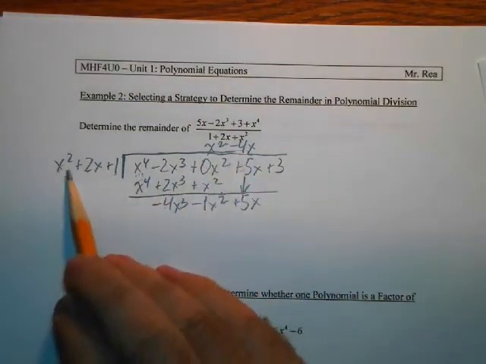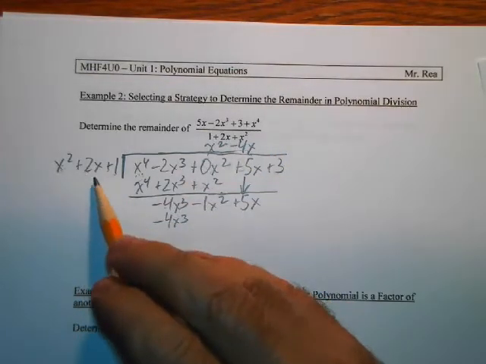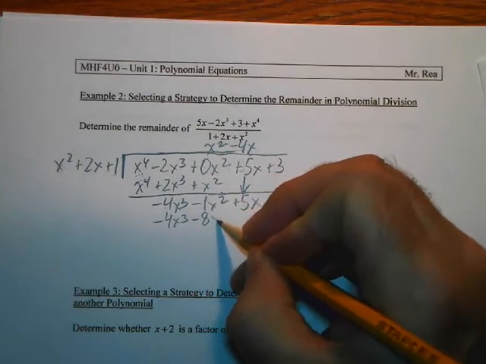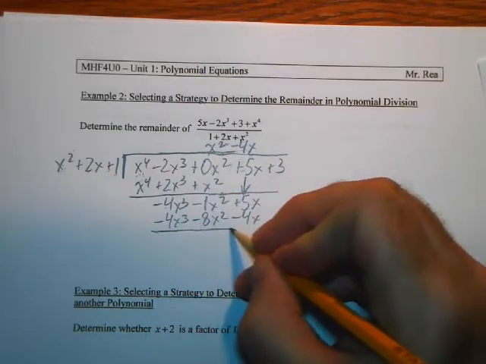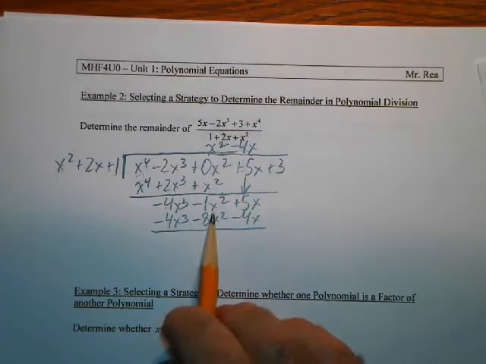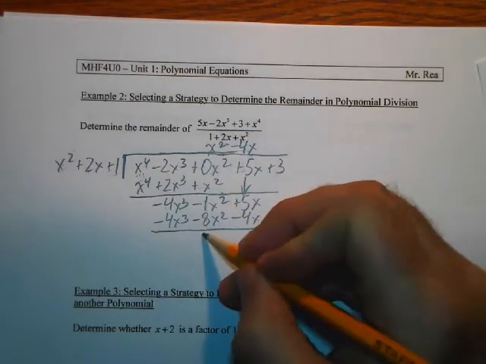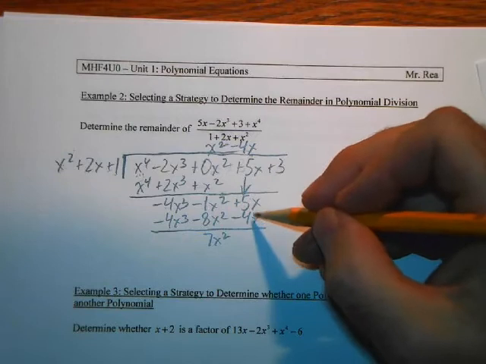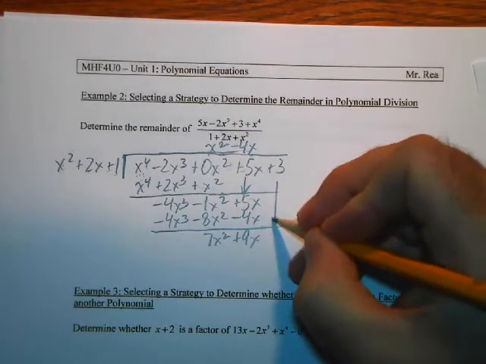Okay, and now we multiply each of these terms with negative 4x, so negative 4x cubed, plus positive 2x times negative 4x would be negative 8x squared. And then finally 1 times negative 4x is negative 4x. Now we subtract, so that's a 0. Careful with the signs again. So that's negative 1 minus negative 8, or negative 1 plus 8. So that's going to be 7x squared. 5x minus negative 4x is the same as 5x plus 4x. Okay, and then finally we bring down the plus 3.